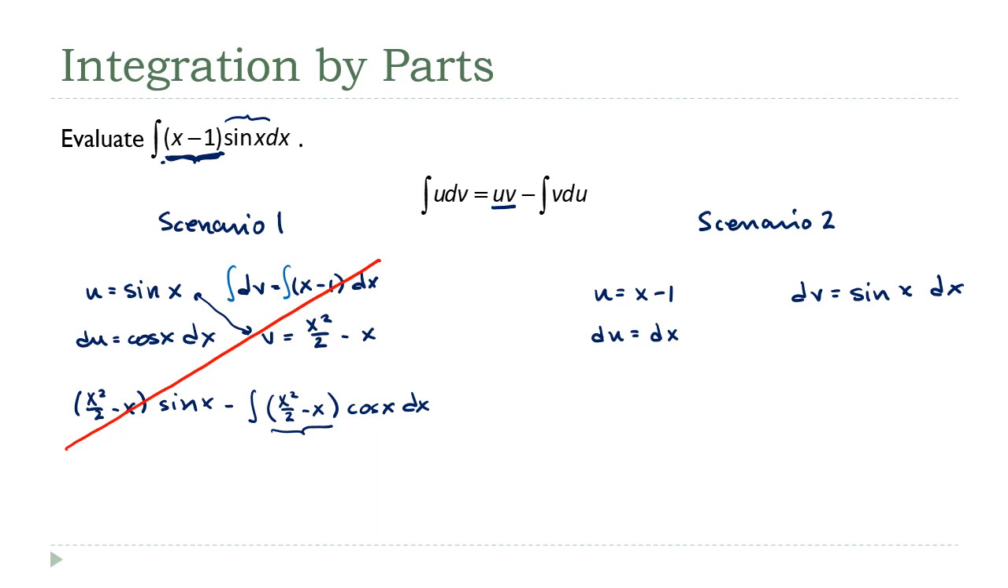I'm going to do the same thing on this side with the dv. I'm going to integrate both sides of this, and this becomes v is equal to negative cosine of x. Now let's go to the formula. uv is negative x minus 1 cosine of x. I move that negative out into the front, minus the integral of negative cosine of x dx. And that's a whole lot more manageable. That's something I know what it is.